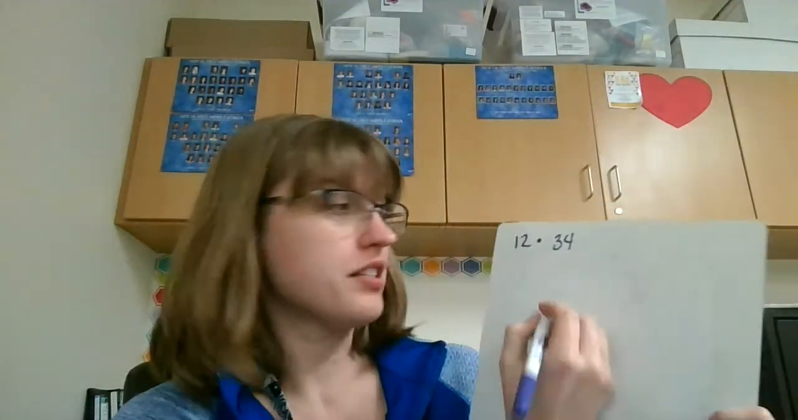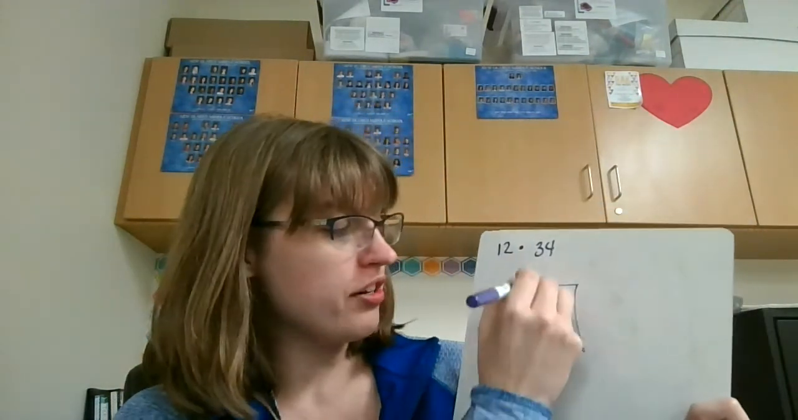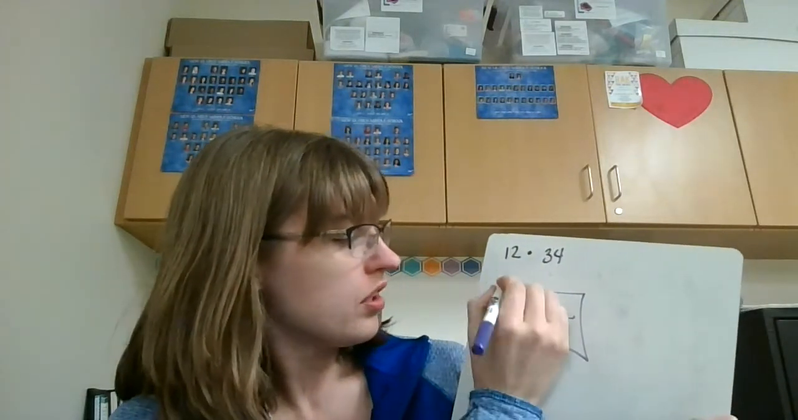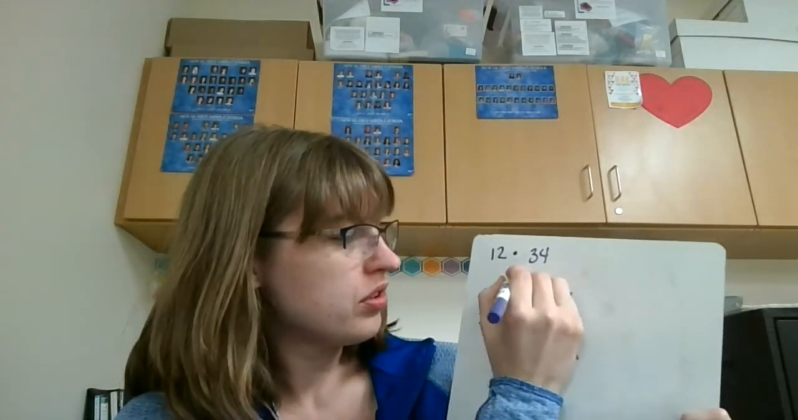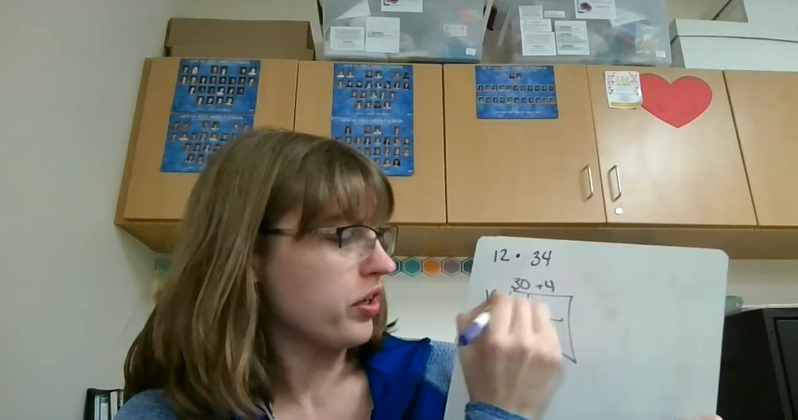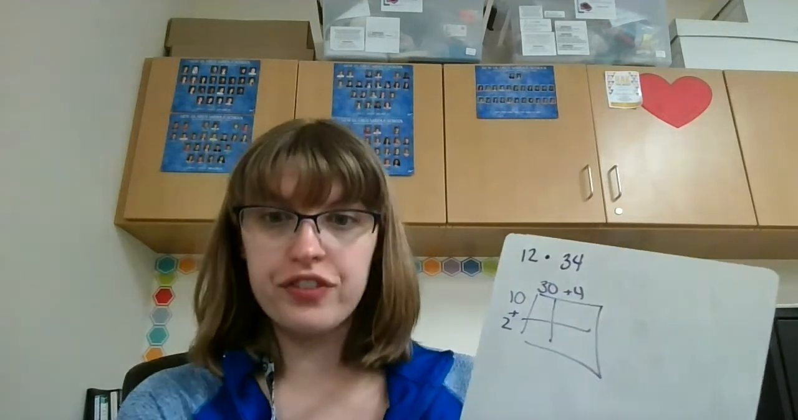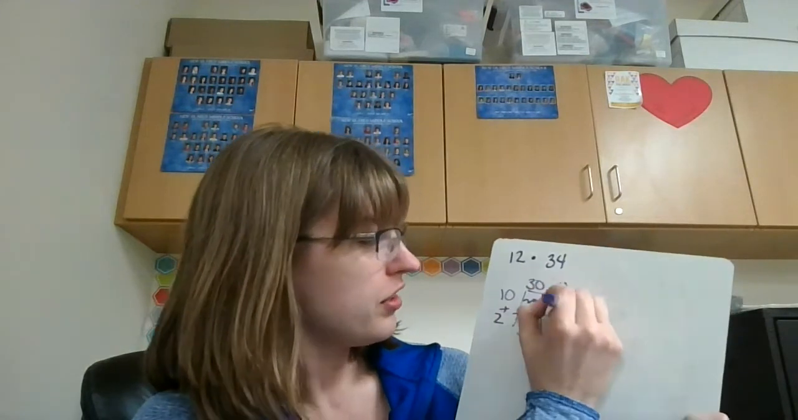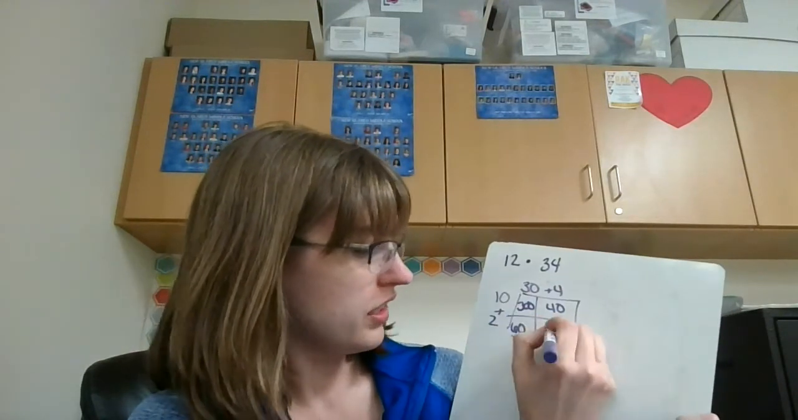Let's talk about the distributive property. When you've used the distributive property so far, you've gotten a question like this, and you've made a generic rectangle for it, where you go, oops, the 10 plus the 2, the 30 plus the 4. And then you filled in all of the blanks. 300, 40, 60, and 8.